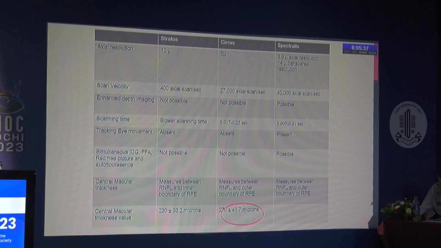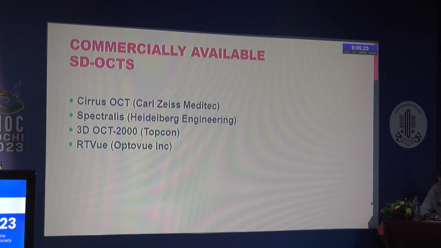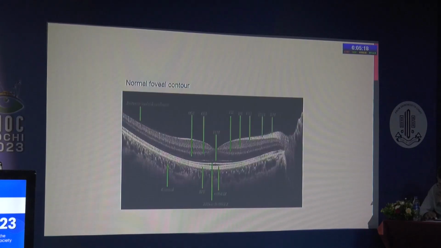This is a detailed list of all the machines that we have. This was the first one. I think we are all very thankful to this machine for giving us a real insight into retinal disease. Of course, then improvement took place, and day by day we are getting better machines. So these are all the machines that we are having. We are all aware of that. This is a normal OCT that you will have.